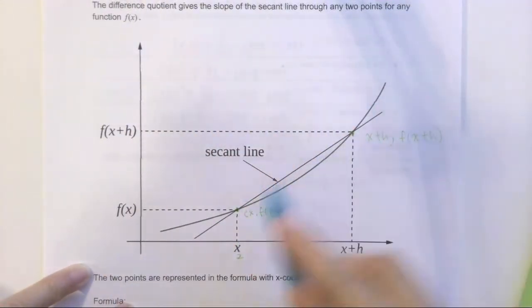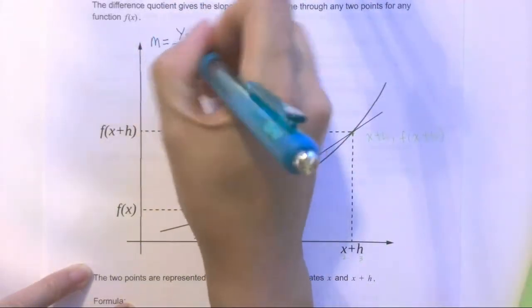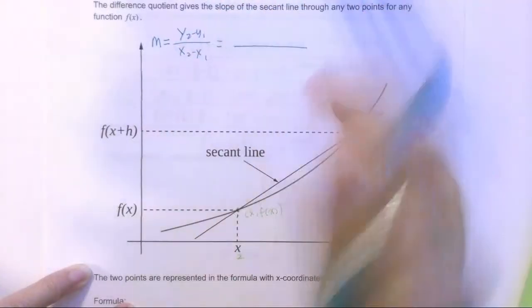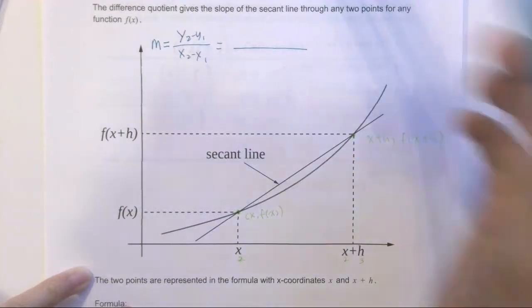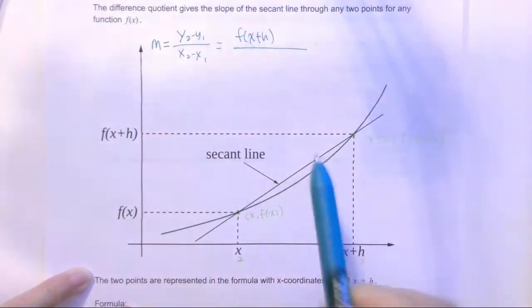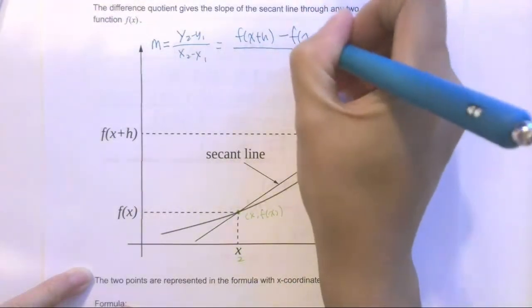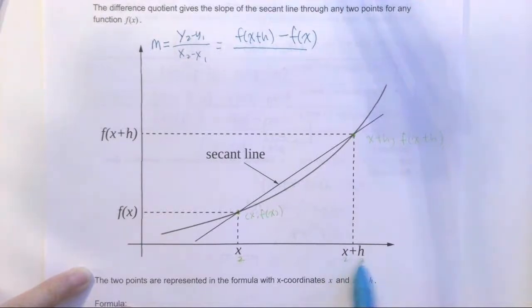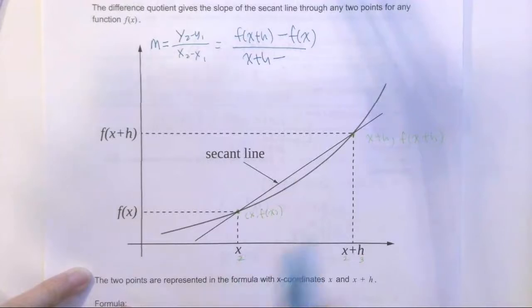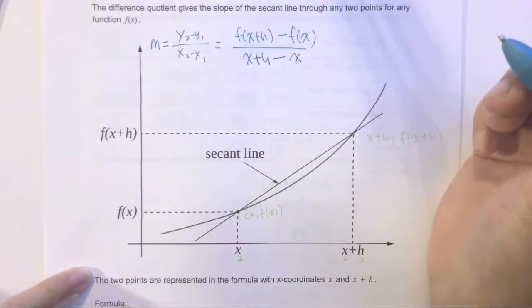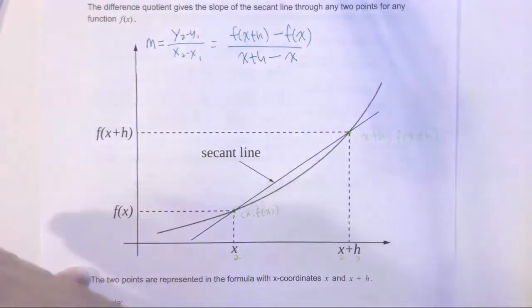So how do I find the slope of these two points? Well, m equals, it's always y2 minus y1 over x2 minus x1. Let's plug it in. What's the y2 value here? f of x plus h, right? What's the y1 value? f of x. Over, what's the x2 value? x plus h, minus, what's the x1 value? x. Are you following? If you lost me, watch this part again, not what I'm about to say, but what I just said a minute ago.